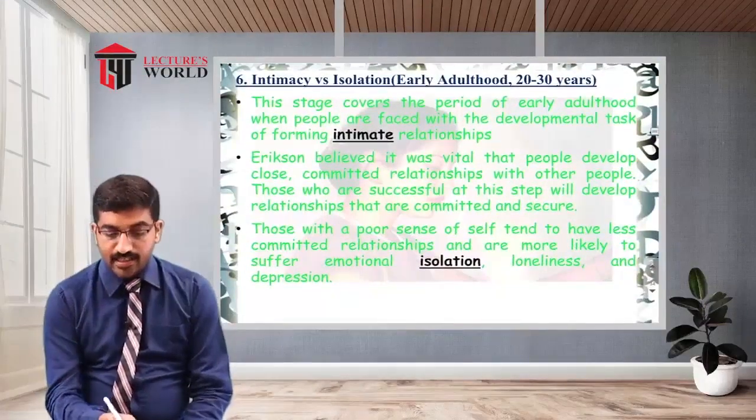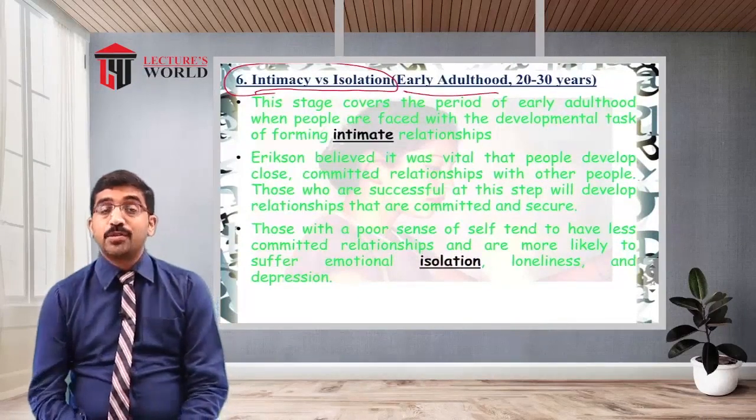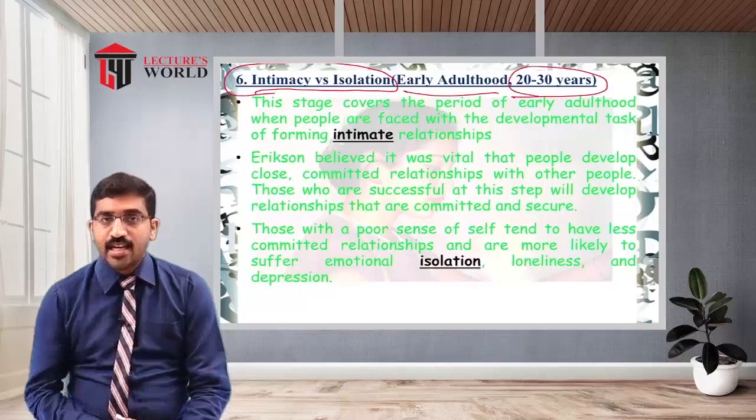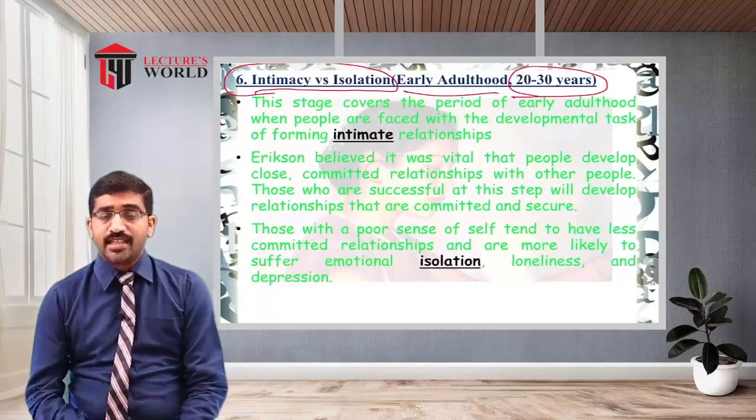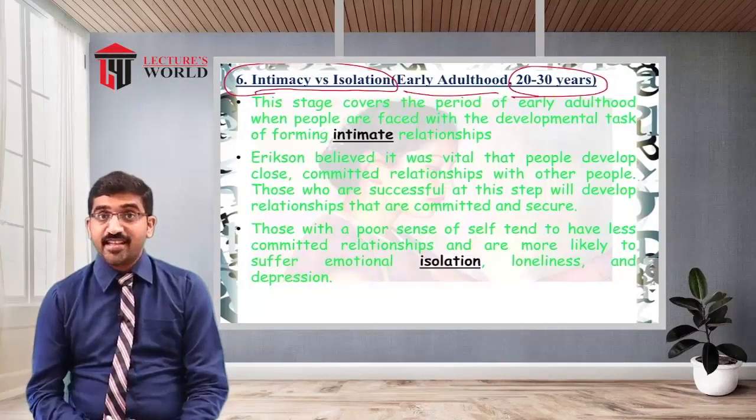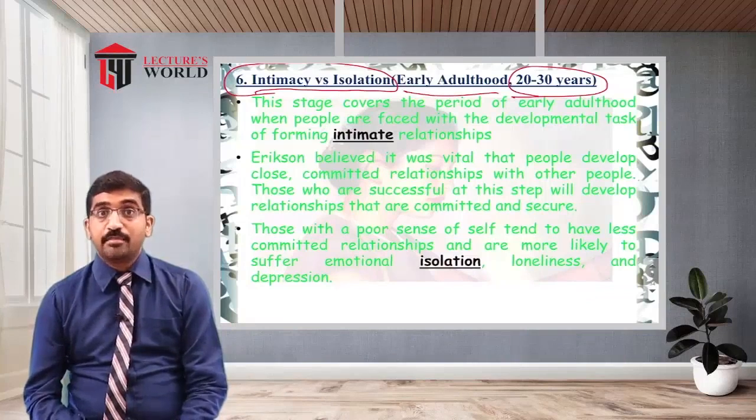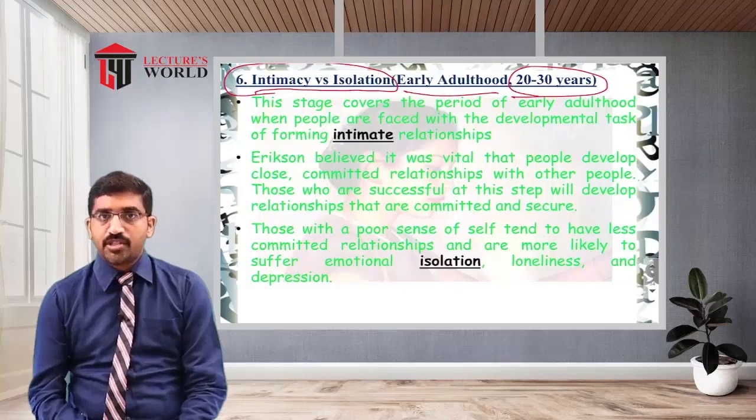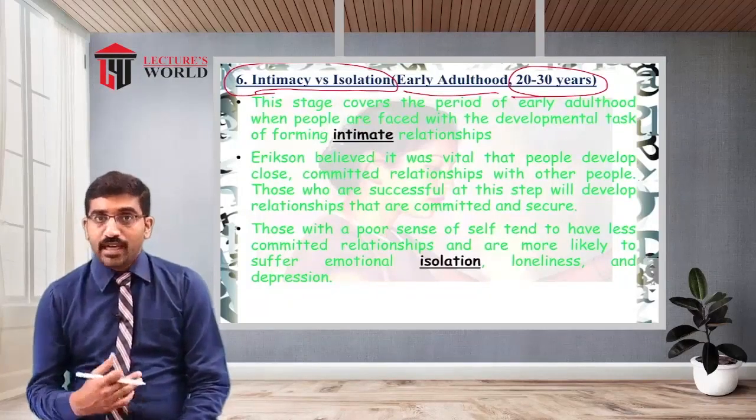Next is intimacy versus isolation. It is early adulthood. Adulthood also can be divided into different age groups, like early, middle and late adulthood. Early adulthood means 20 to 30 years. This is a very huge transition period in life. Some of you may complete your studies, some of you may go for higher studies in this age group, some of you may marry, some of you start developing some business, some of you start a new job. So many things happen in this age group especially, and this is the best age group to develop yourselves, I mean to bring a good transition.